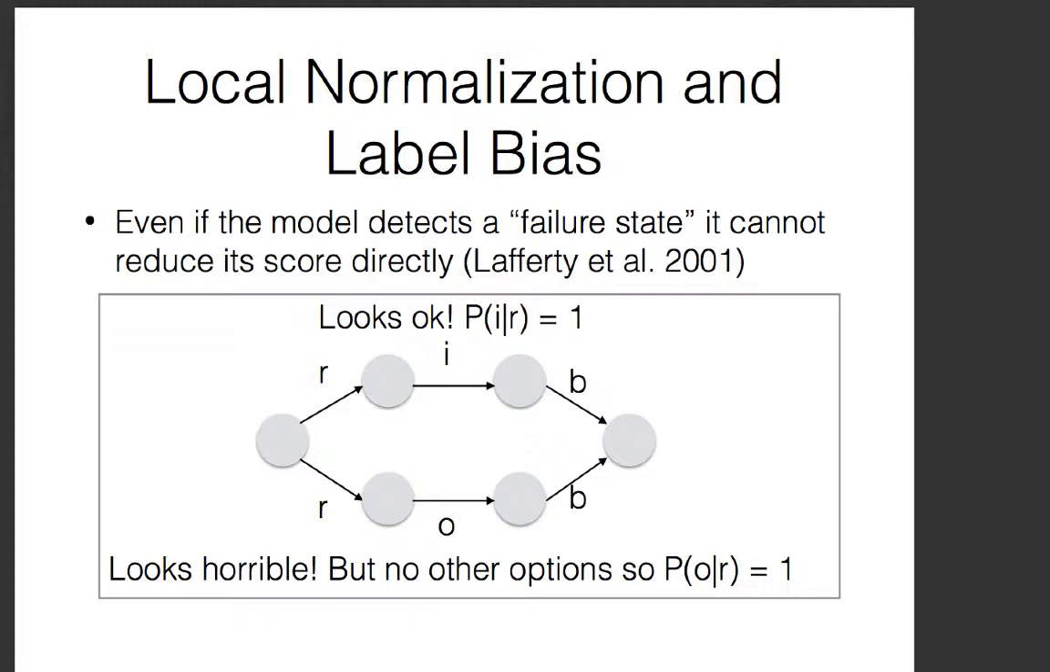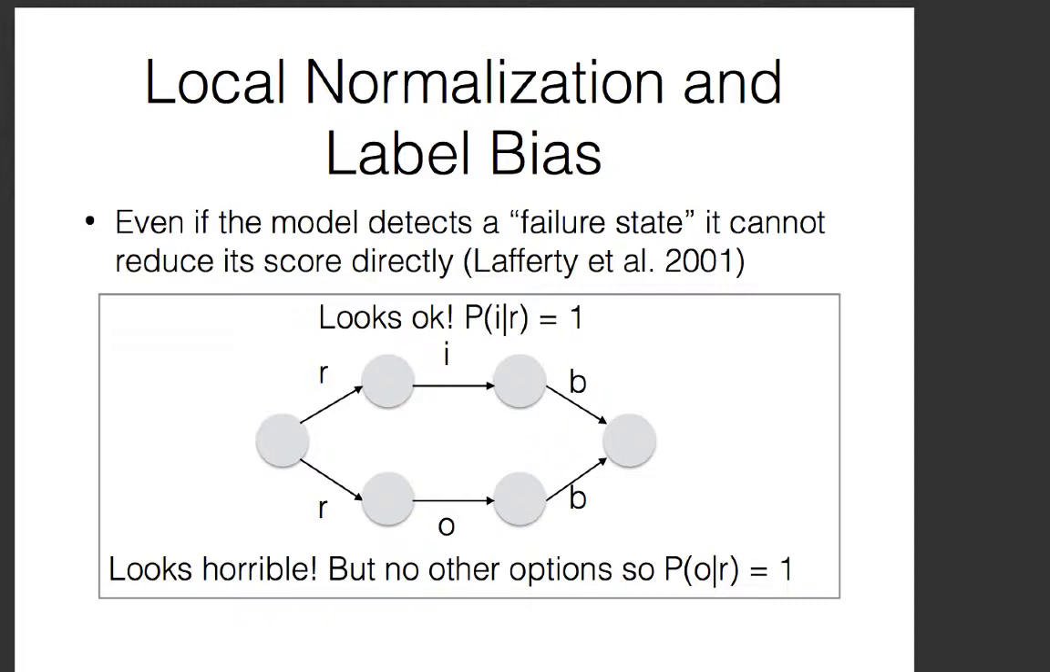Let's say the score of I given R is equal to 10, and the score of O given R is equal to minus 10. Still, when we take the softmax and we normalize them, of course, this is going to be 1 because we only have one decision. So actually, I'll call this R1 and R2, because the top R is R1 and the bottom R is R2. So if this is the case, then regardless, we have no way of penalizing this bad decision, even though we know its score is low.